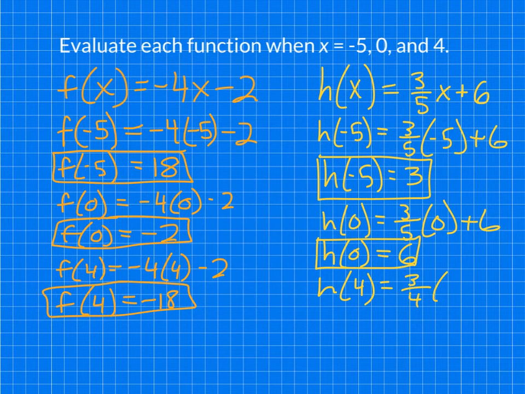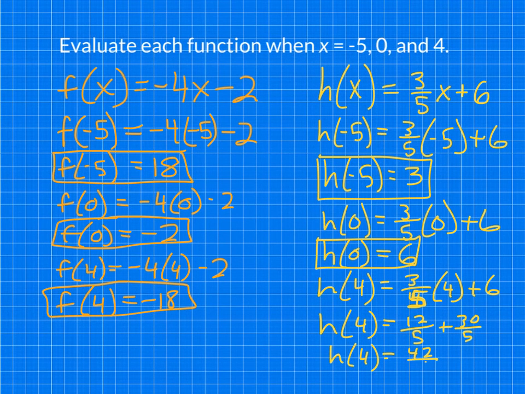3/5 times 4 plus 6. So h of 4 equals 3/5 times 4, that's 12/5. And 6, if I multiply by 5 over 5, that gives me 30/5. So that's going to give me h of 4 equals 42/5.